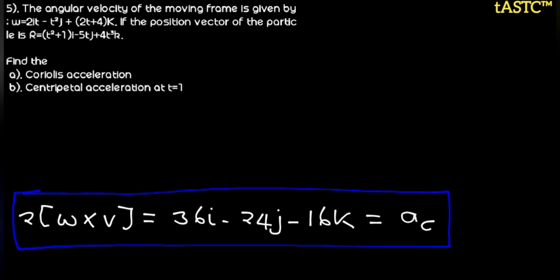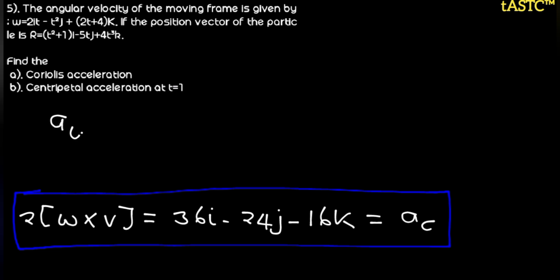Now next up, we need to find out what is the centripetal acceleration. In order to solve this, we need to find the value of the velocity at t equal to 1 and the value of the position vector at t equal to 1. We know that the centripetal acceleration is written as a sub cp, and that is equal to v squared divided by r.